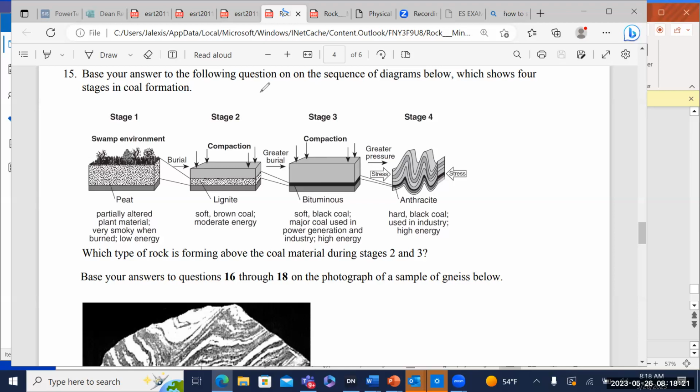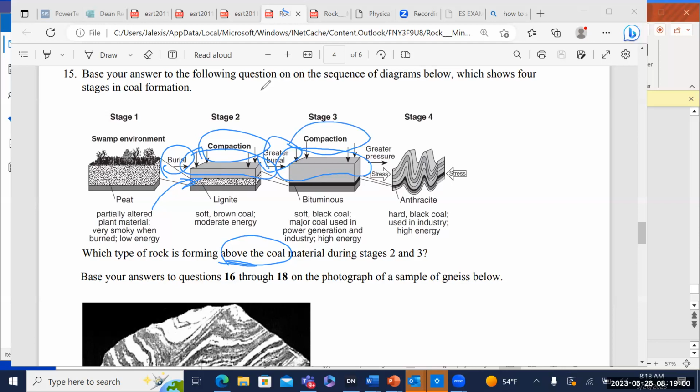So it has to be above the coal, right? So it says right here, above the coal material, right? So if coal is here, they want to know what type of rock is forming in this gray area. What type of rock is forming once again in this gray area for stages 2 and 3? One of the things that I realize is I see a key word. I see burial and I see compaction. I see greater burial and I see compaction again.